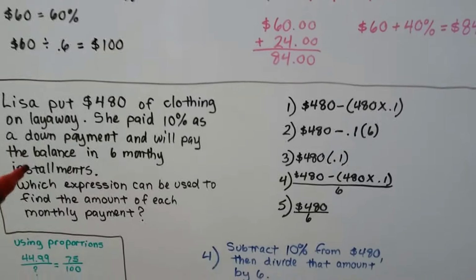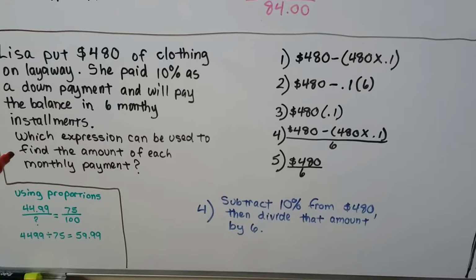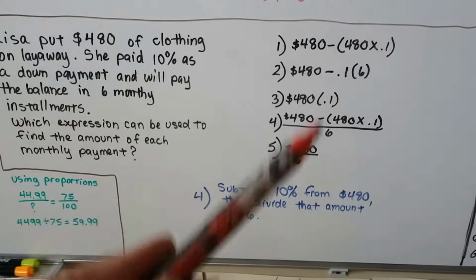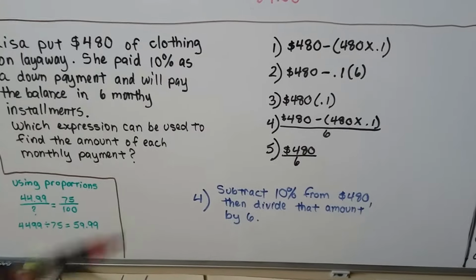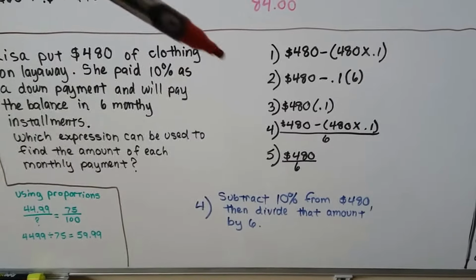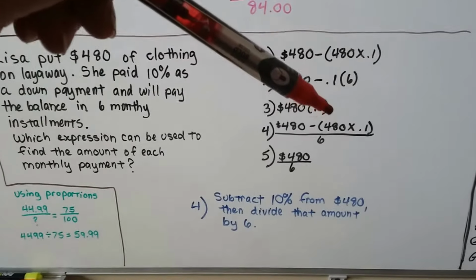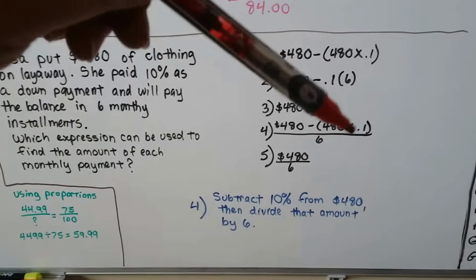Lisa put $480 of clothes on layaway. She paid 10% as a down payment and will pay the balance in 6 monthly installments. Which of these expressions can be used to find the amount of each monthly payment? Well, if you remember that fractions are little division problems, the answer is number 4. We're going to subtract 10% from 480. So we need to find out what 10% is first.